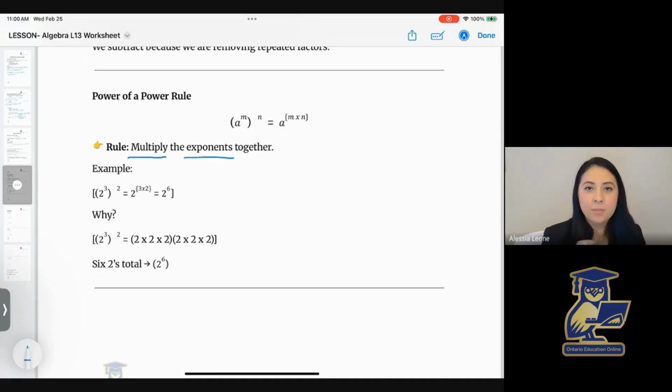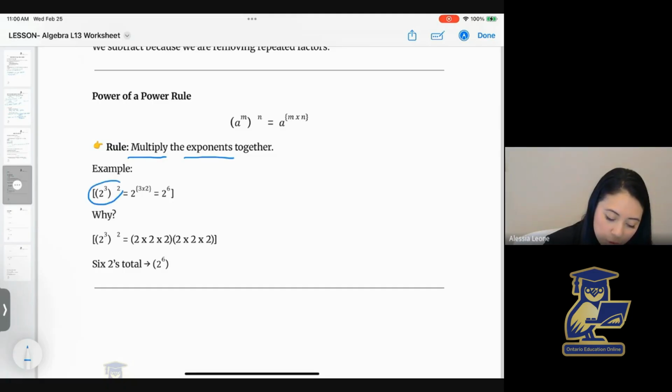If you see this setup of any number and it's asking you to work with the exponents, we know to multiply them together. So this is our question. 2 to the power of 3, and then it has a little to the power of 2 on the outside of the bracket. When you see that setup, using your power rule, we know, take those exponents, multiply them together. That will give you 2 to the power of 6.